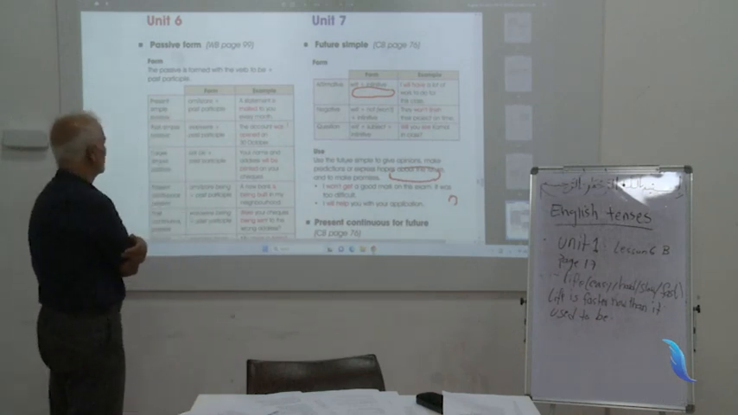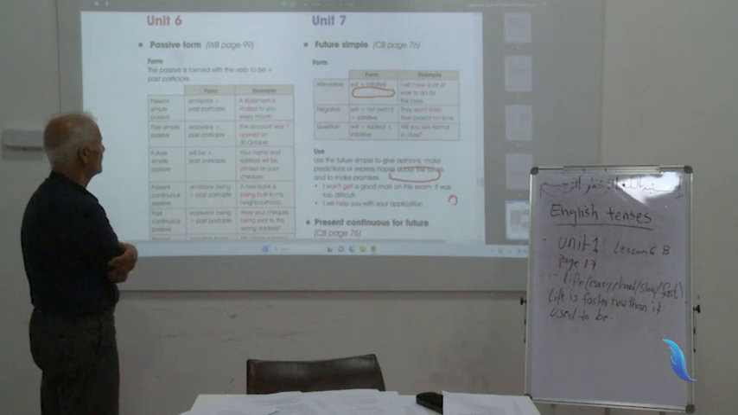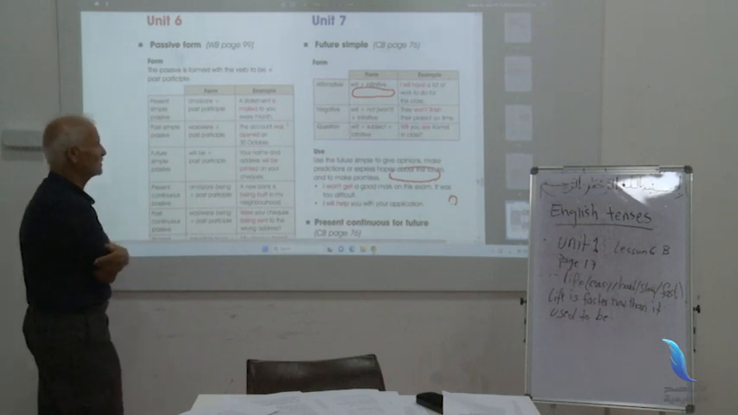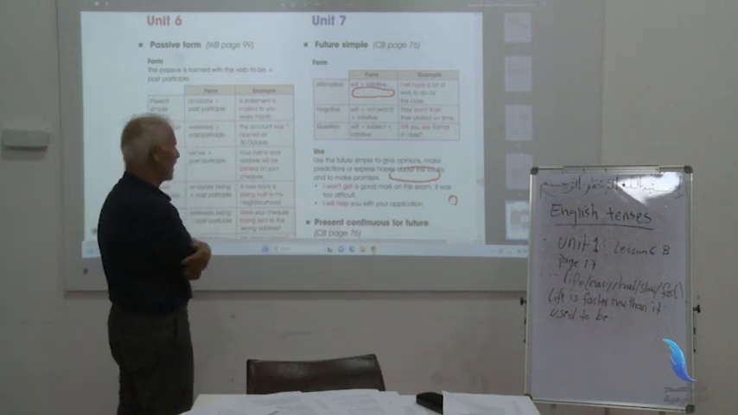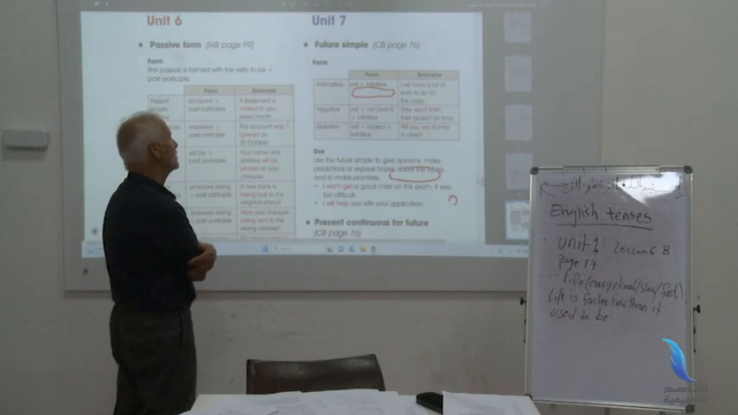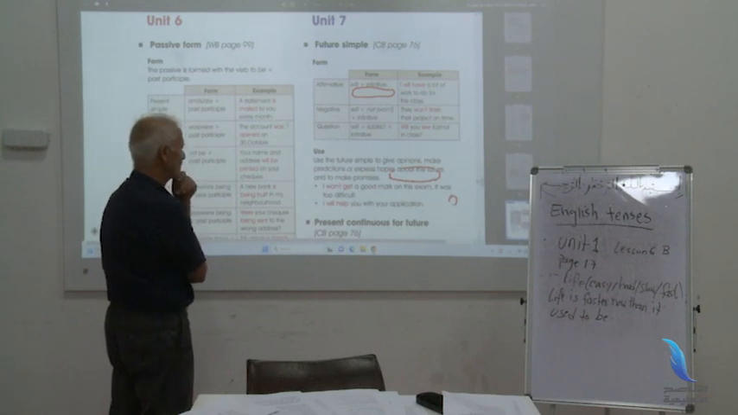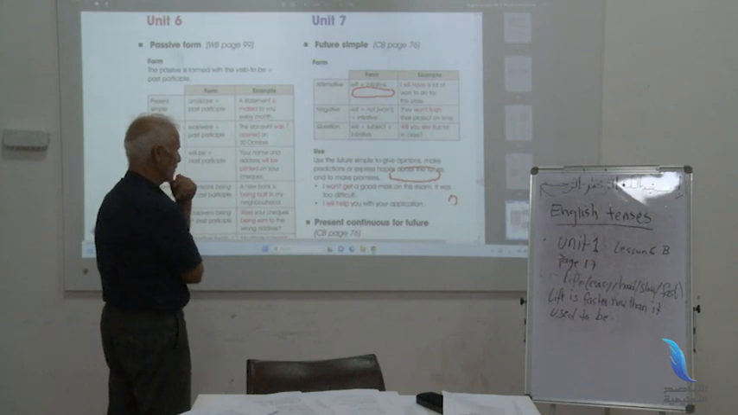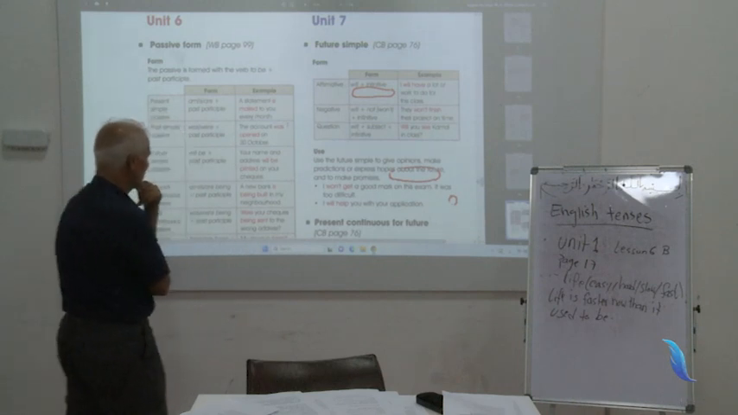For future simple passive, we use will be plus past participle. Your name and address will be printed on your checks. Somebody will print your name and address on your checks. So they will be printed.